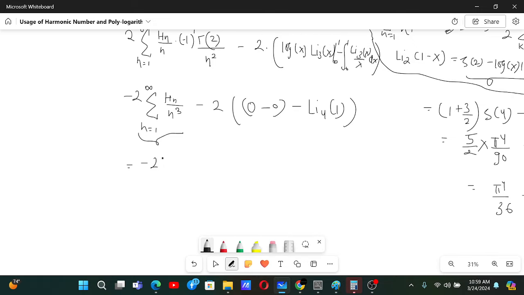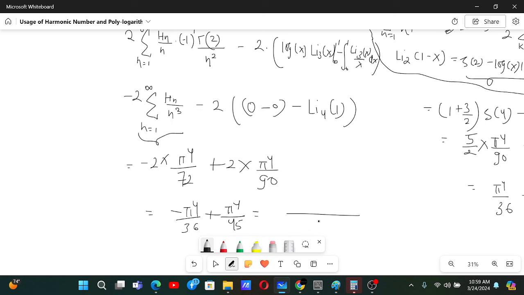So what do you get now? Basically minus 2 times pi to the power 4 by 72 plus 2 times pi to the power 4 by 90. That's basically minus pi to the power 4 by 36 plus pi to the power 4 by 45. If you take the LCM, that will basically be 180, and 36 times 5 is 180, minus 5 pi to the power 4, 45 times 4 is 180, so 4 pi to the power 4, and that gives us minus pi to the power 4 by 180.